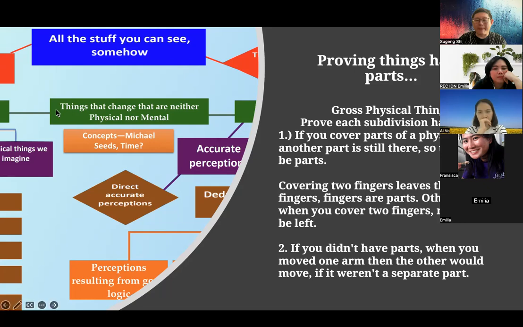So this is basically on the gross physical thing. We use the gross, which means easy to see, so you can use this to analyze. That's why when I cover part of the picture, you can still see the other part. So we can say that they have parts.